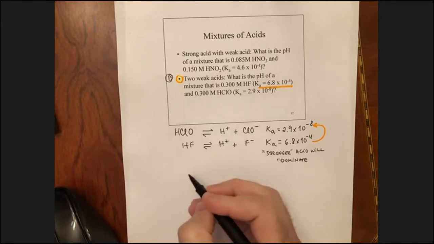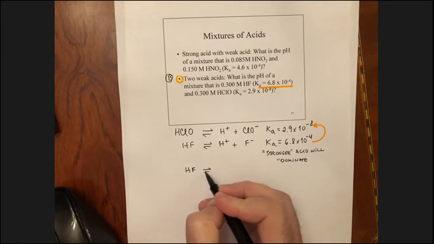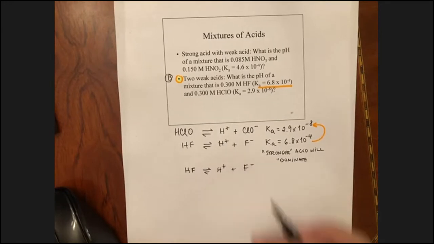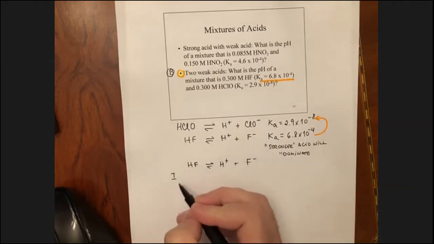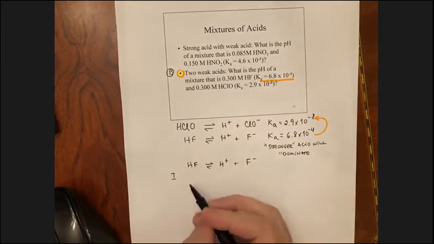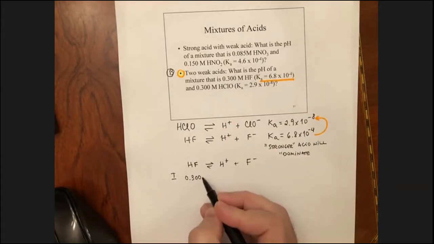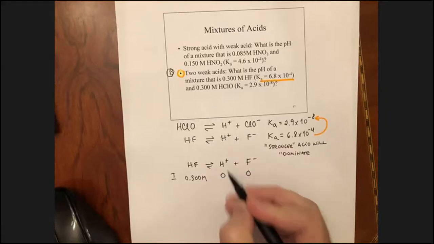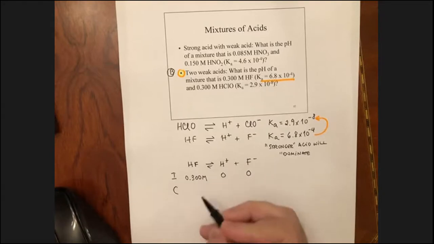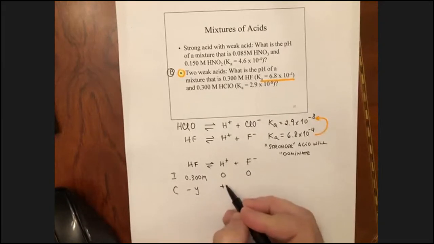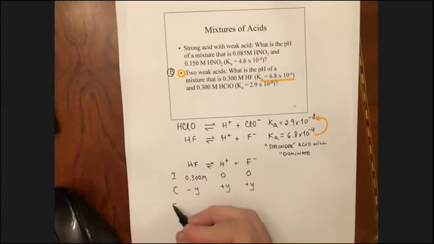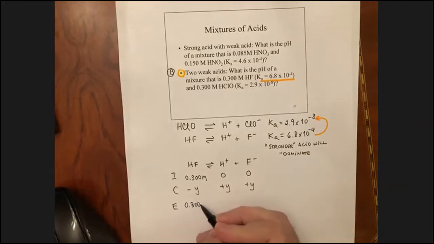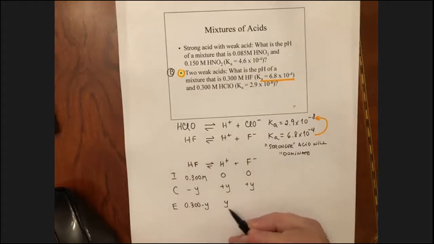So with that in mind, let's build our ice table for this exercise. Here's my HF ionizing into those guys. I'm going to start out with a solution that, according to this, is 0.300 molar. In this case, we're assuming that the other acid is not contributing significantly to the hydrogen ions in the solution. And so this becomes essentially a standard form of an ice table where you have the change in molarities, so that at equilibrium, you will have a concentration of unionized acid of 0.300 minus Y, and Y molar in each one of the other two species in here.